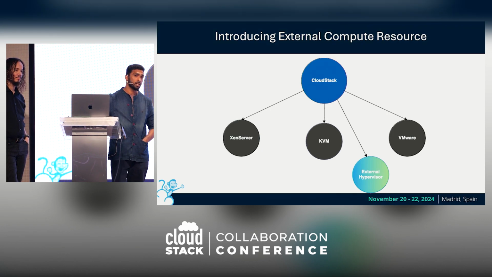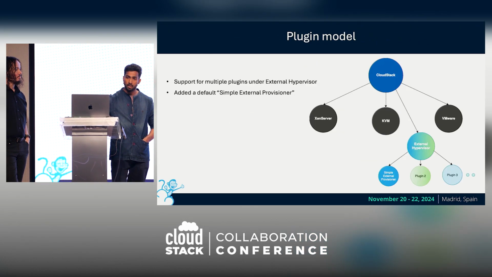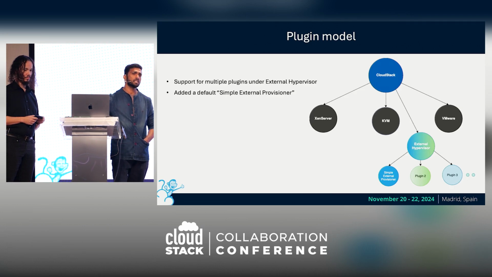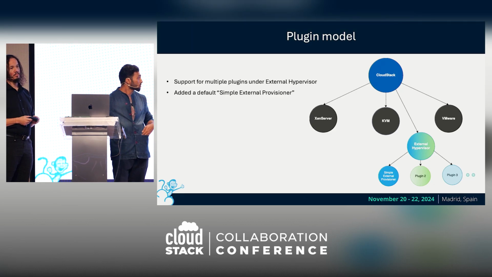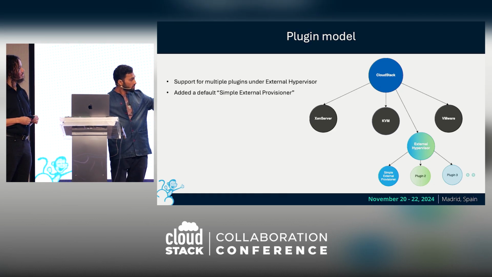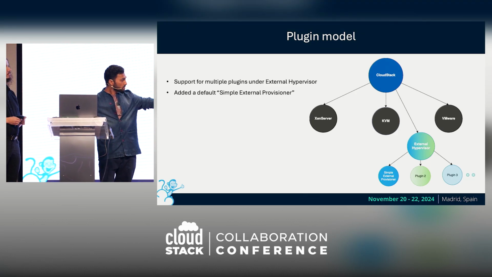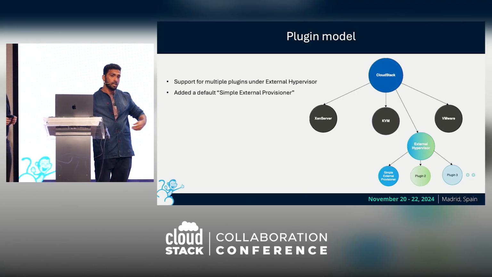It can be Proxmox, it can be Hyper-V, or it can be anything else. And this is generic enough so that, as I said, it doesn't have to be any specific type. It's just the external hypervisor. But suppose someone wants to add some specific changes to their plugin. So I went a bit deeper, and I made another layer of plugins that can be plugged into the external hypervisor. As a default provisioner, I made this simple external provisioner, which will come by default.